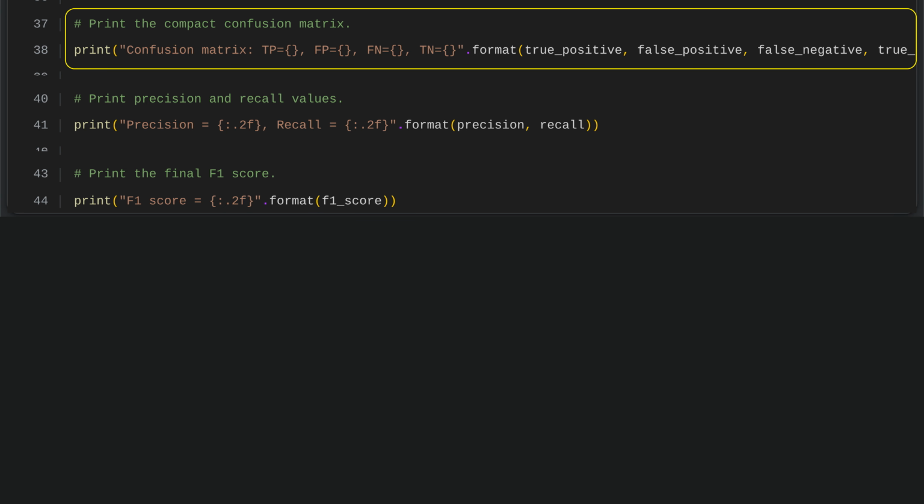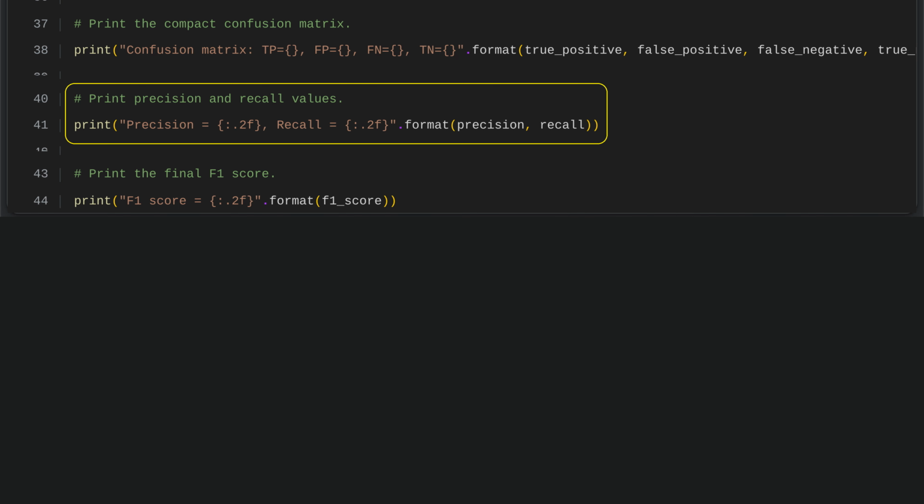A confusion matrix summary shows the counts of true positives, false negatives, and true negatives. These values give a quick view of how many predictions the model got right or wrong in each category. The format method places the calculated counts into a readable message.